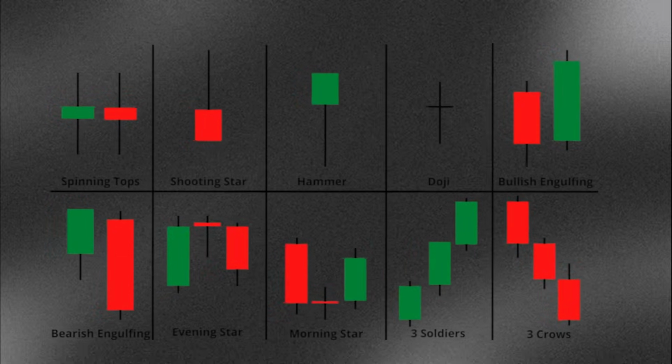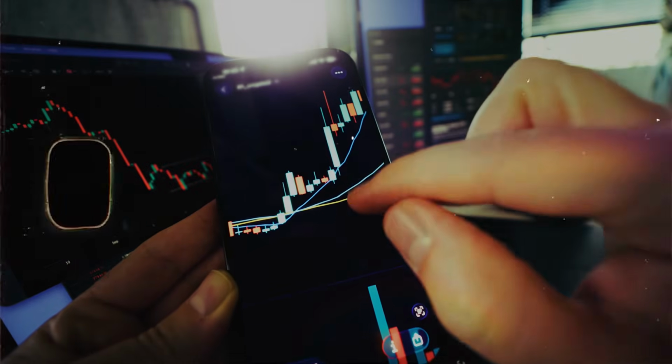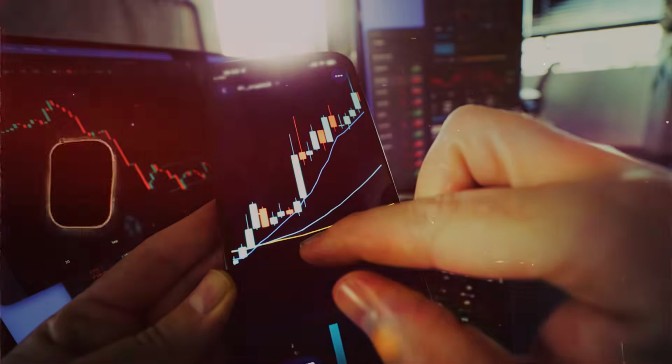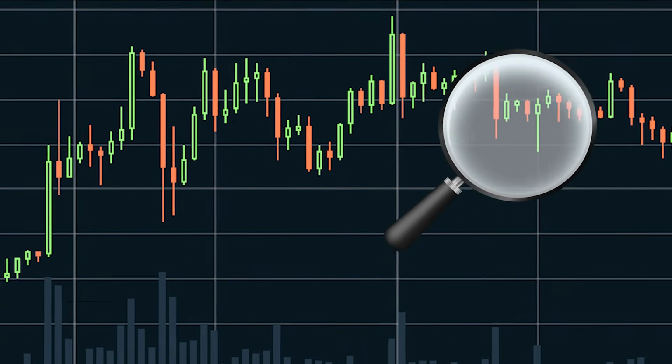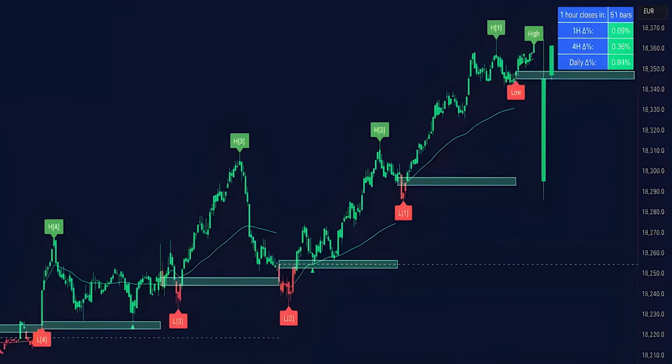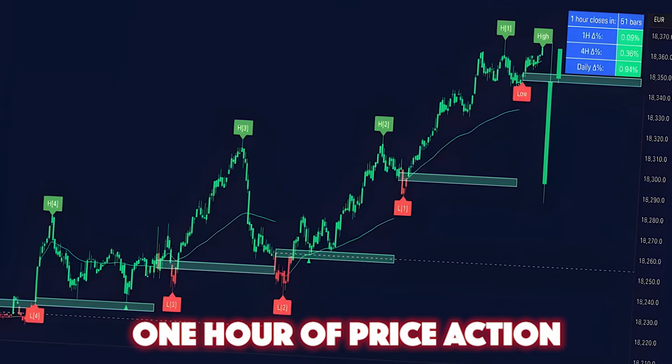Now, let's get started by demystifying what candlesticks are. A candlestick is the simplest way of seeing an asset's price movement during a specific time period. If you're looking at a daily chart, each candle represents one day's price movement. If you're on an hourly chart, then each candle shows 1 hour of price action.